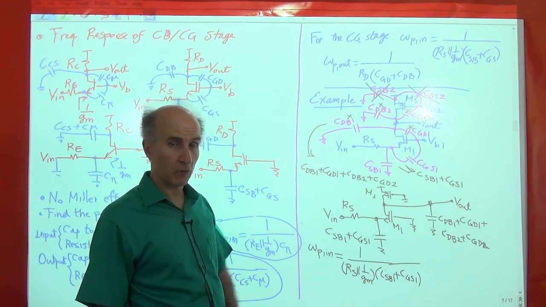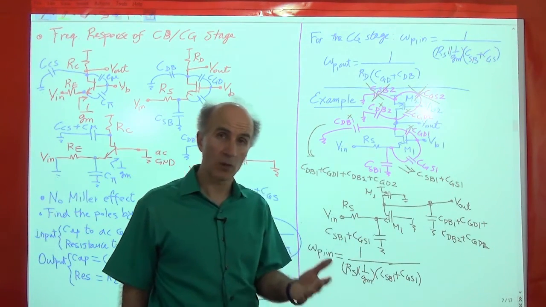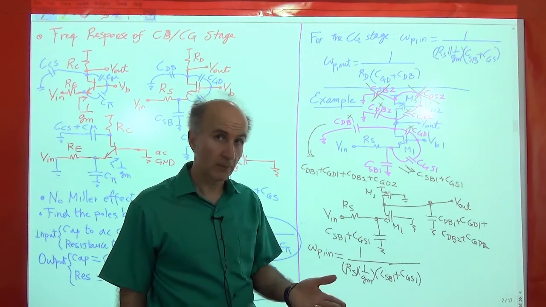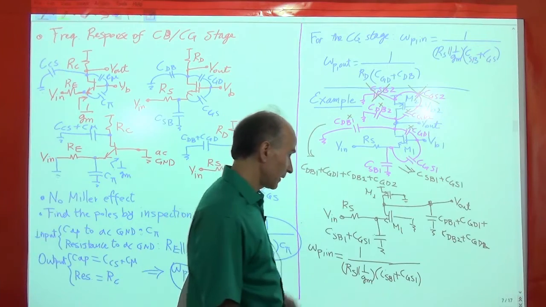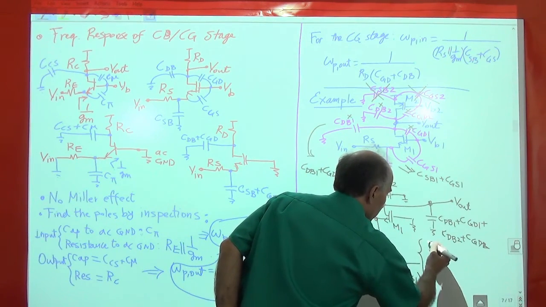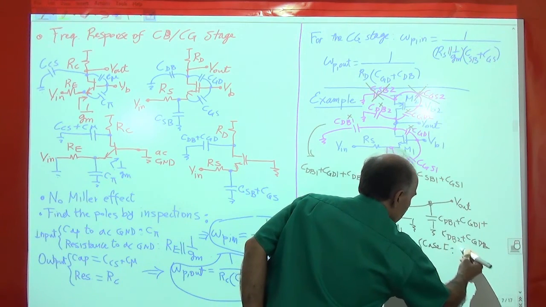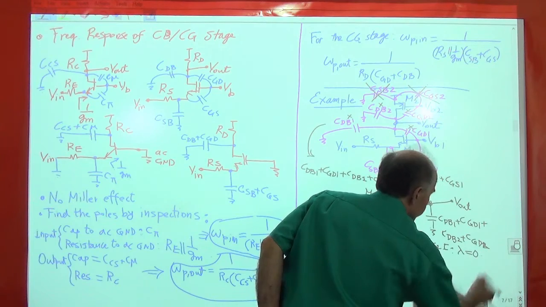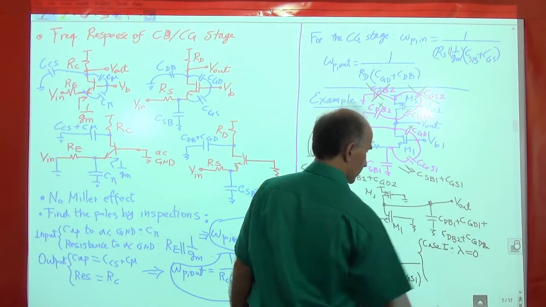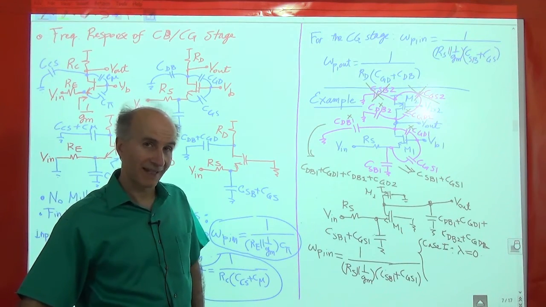All right, okay, so let's consider for simplicity the case where channel length modulation is neglected. Okay, all right, so I'm going to write these here so that we can keep track of things. Okay, so case 1, lambda is 0. Lambda is 0 means there is no channel length modulation. So the output resistance of each transistor is infinite.